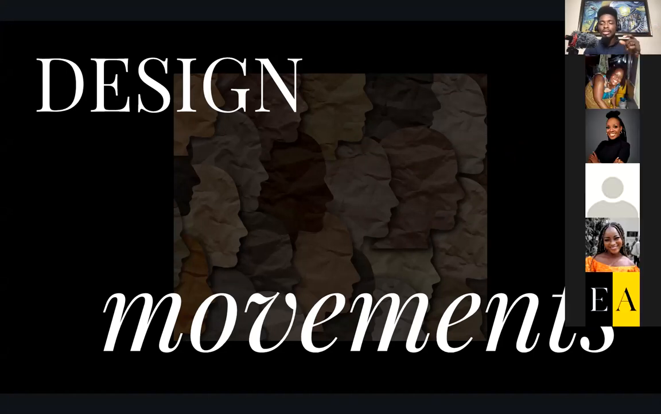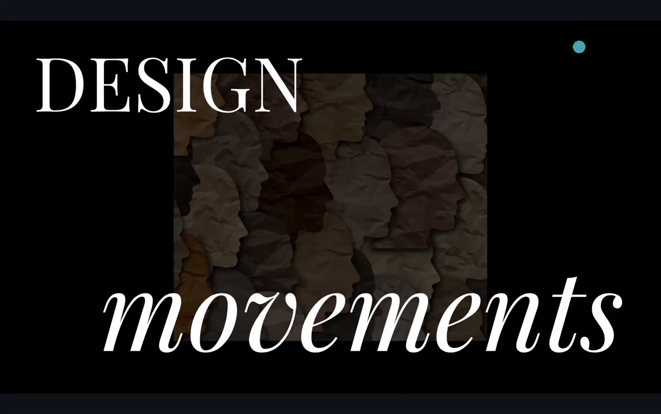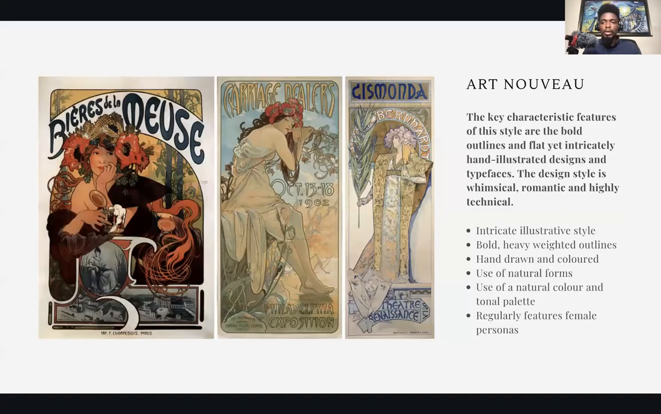All right. So as we focus on them, you're going to start to see some things that you can notice in modern design and where they came from. All right. So let's move as quickly as possible. I'm going to start with Art Nouveau. And the key characteristic feature of this style are the bold outlines and flat yet intricately hand illustrated designs and typefaces.